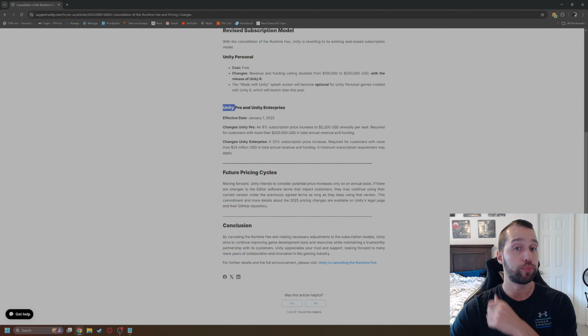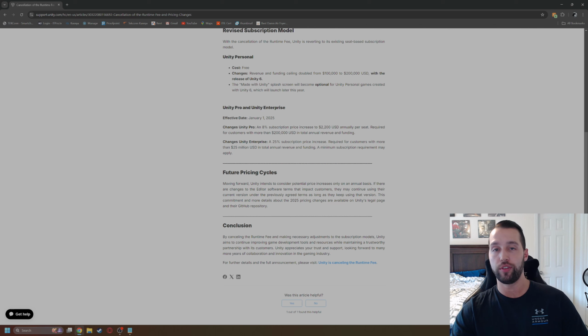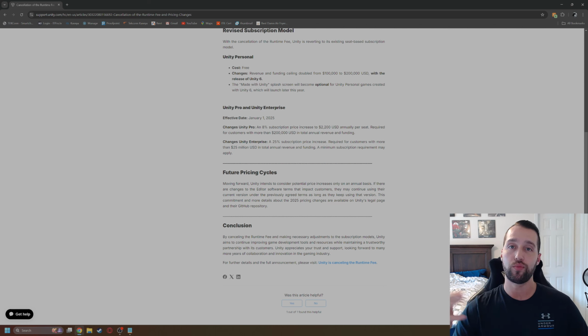Once we hit Unity Pro and Enterprise, for Unity Pro they raised the subscription by 8%. That makes sense because they're getting rid of the runtime fee, and they haven't really upped their subscription in a while. Naturally, they're going to wind up raising the subscription price, especially since the runtime fee is no more. So now the price is going to be $2,200 annually per seat, which is basically per person.